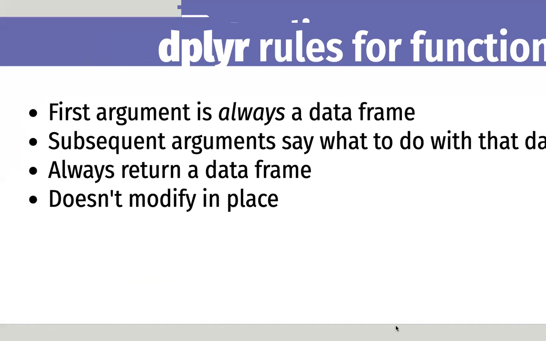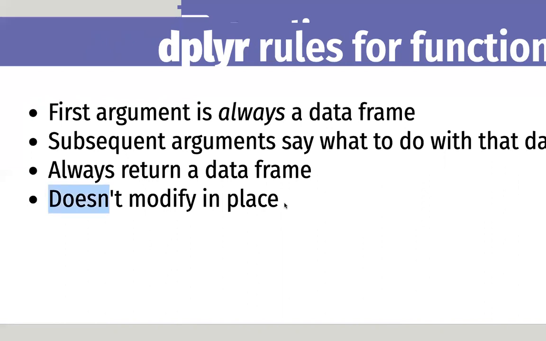And so some dplyr rules for functions. The first argument is always going to be the data frame, which is nice because it allows you to clean your data in this linear format using the pipes. So the first argument is always going to be the data that you're trying to apply some action to. And then the subsequent arguments will say what to do with that data frame. And the output is always going to be a new data frame that has the things that you would like, so that whatever you did to that previous data frame, the new data frame will have those next pieces, which is why it can be piped in this linear fashion.